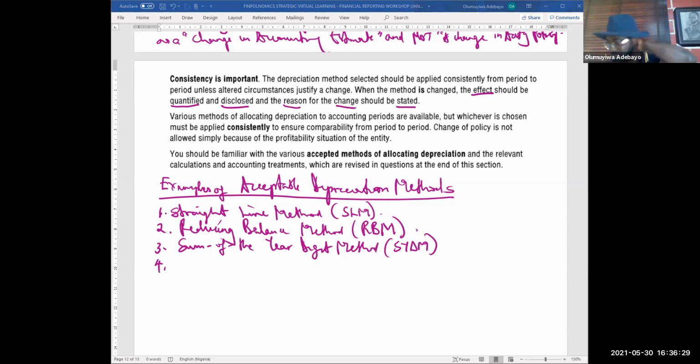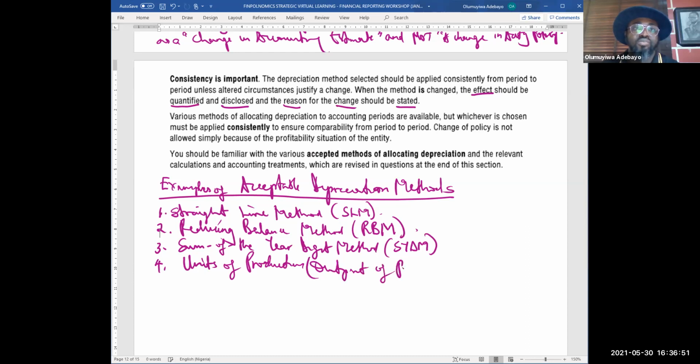What other method? Auditors, what other methods have you come across in practice? Honestly, I've only come across straight line method. That is what every organization uses. So. Okay, some should have come across units of production. That is output of production or production output. Okay, some should have come across machine hours, machine or service hours, etc.